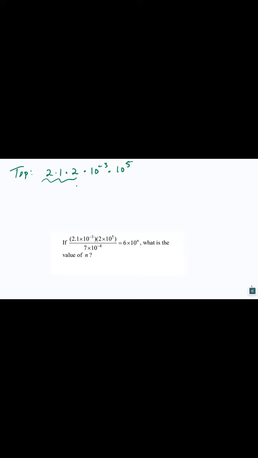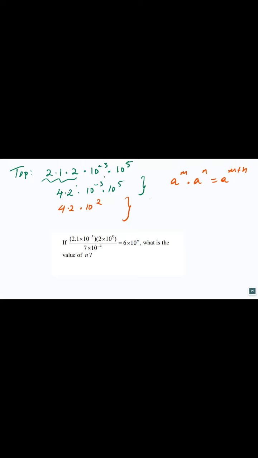2.1 times 2 is simply going to be 4.2. So if that's 4.2, I'm going to have 10 to negative 3 times 10 to the 5th. Now, looking at this, if we do a quick recall: if I have a to m times a to n, using the laws of exponents, this is simply going to be a to m plus n. So this is going to be 4.2 times 10 to 2, because negative 3 plus 5 is simply equal to 2. All right, so this is my top.